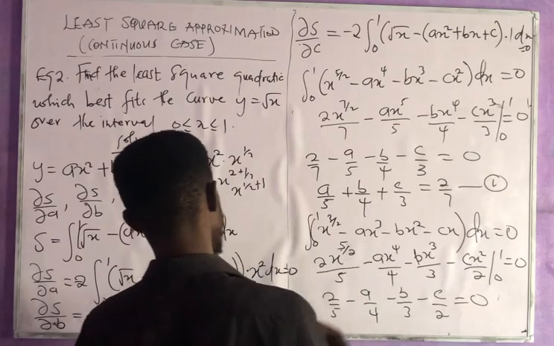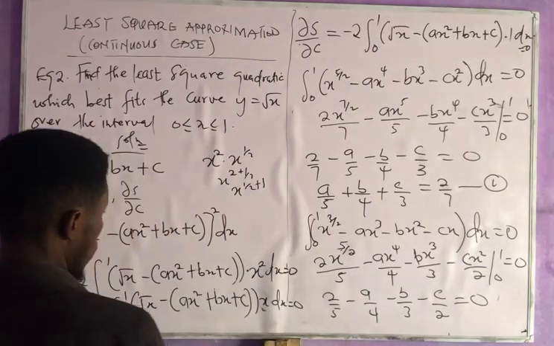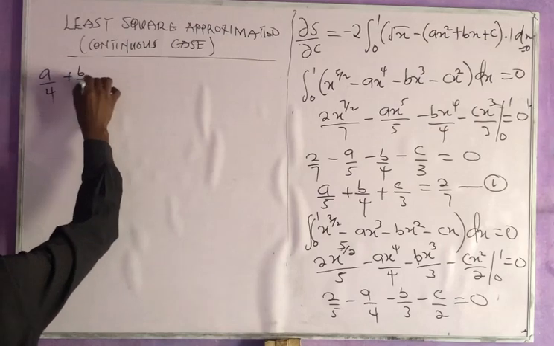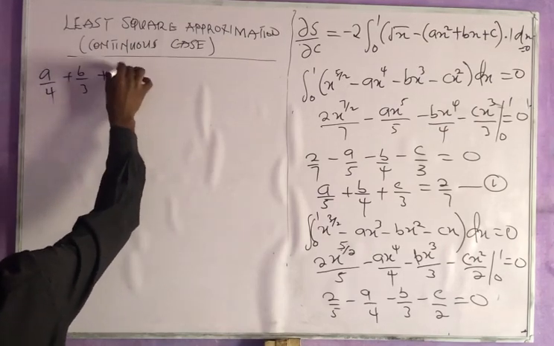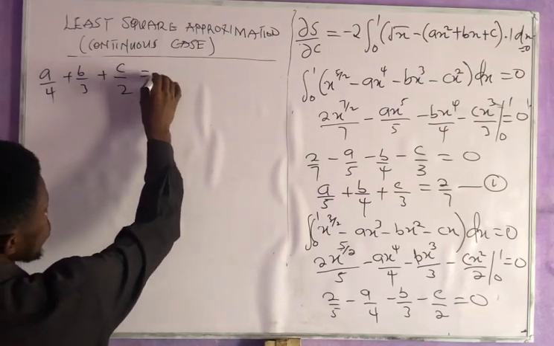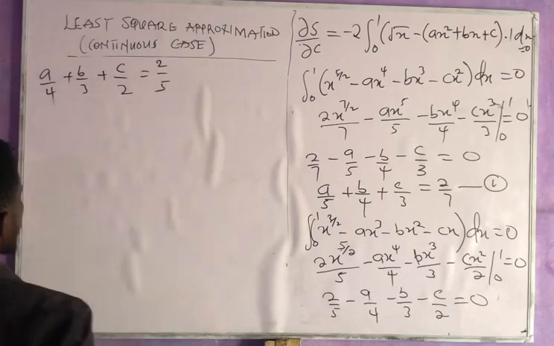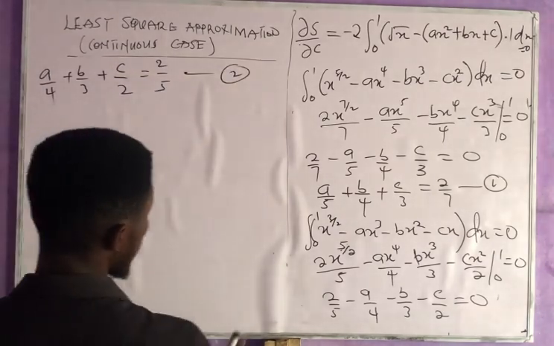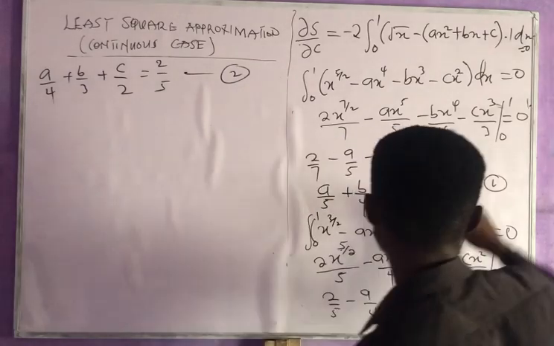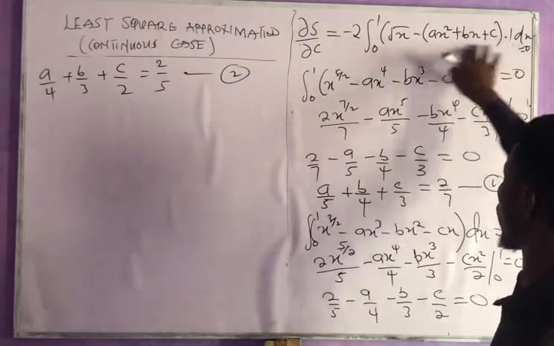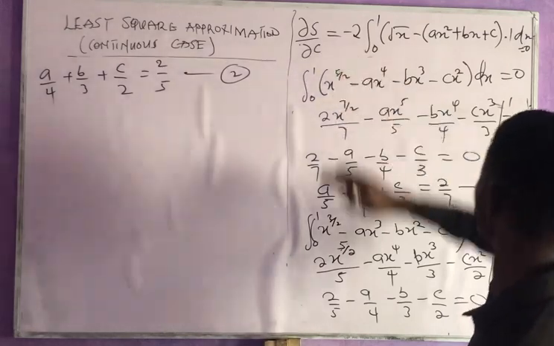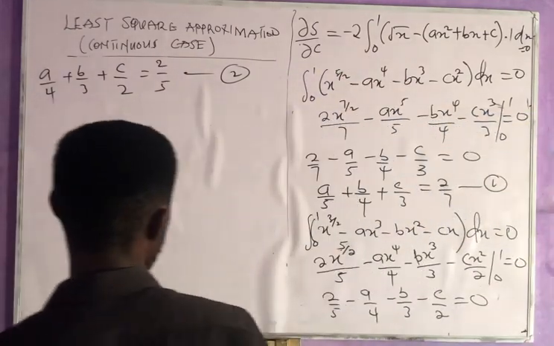I've just substituted the value of 1 here. For the 0, everything will go to 0, so I don't worry myself over it. So a over 4 plus b over 3 plus c over 2 is equal to 2 over 5. Name this one equation 2. Now let's move to the last one. But the last one is very simple because it's multiplying through by 1. So 1 by this, it will be the same thing. If I divide through by the negative 2, this negative 2 will go. So I have to integrate it straight.